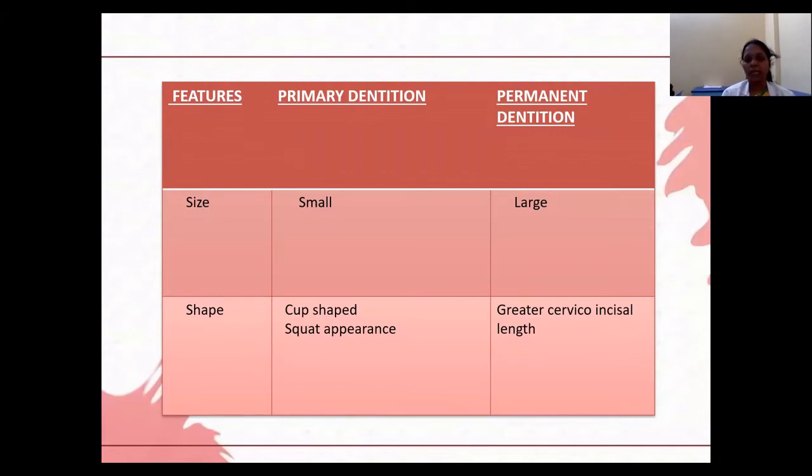So if you look at the size and shape of the primary dentition, in the incisor region the shape looks more cup-like, but for molars it looks like a squat appearance. That's all for the crown-wise difference between the primary and permanent dentition.